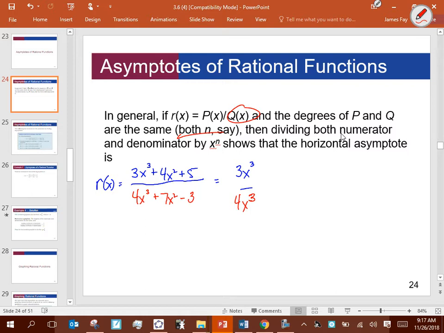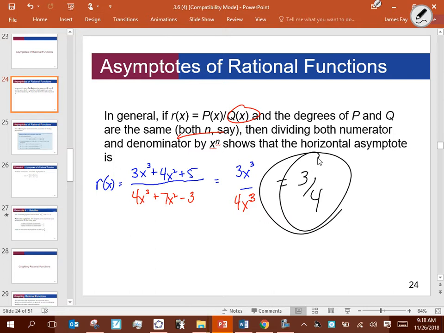What are they going to do? They're going to cancel as well, and you're going to be left with just 3/4. There is your end behavior as x gets really, really big. You could try this: take the original r of x and plug in x to be 1,000, 10,000, 1,000,000, and you're going to see if that number gets closer and closer to 0.75. It'll never get there, but it'll get very close to it. Does that make sense? So that's my end behavior.